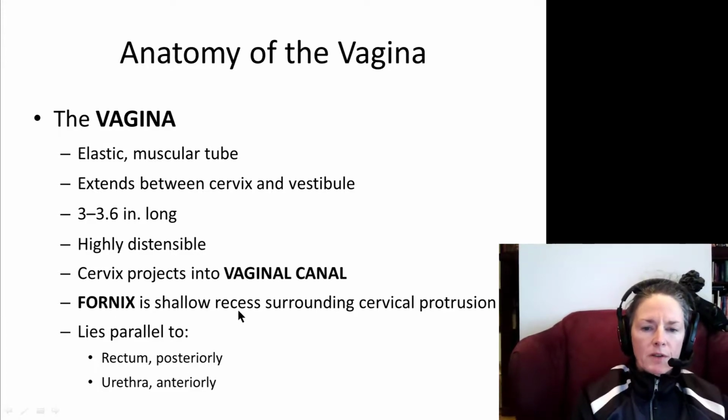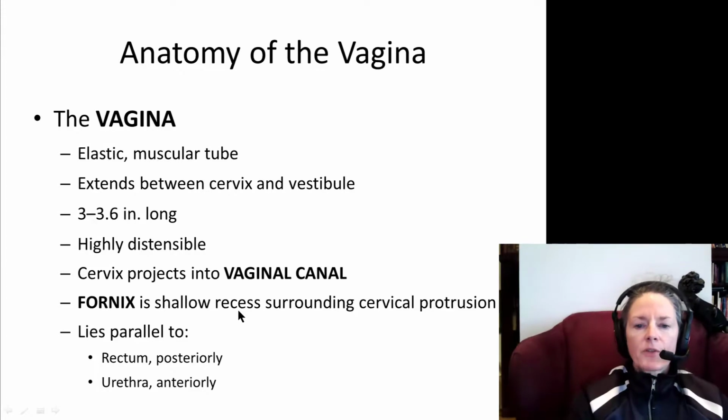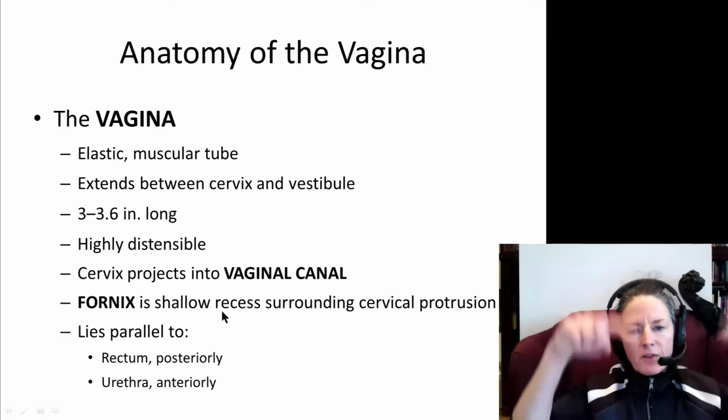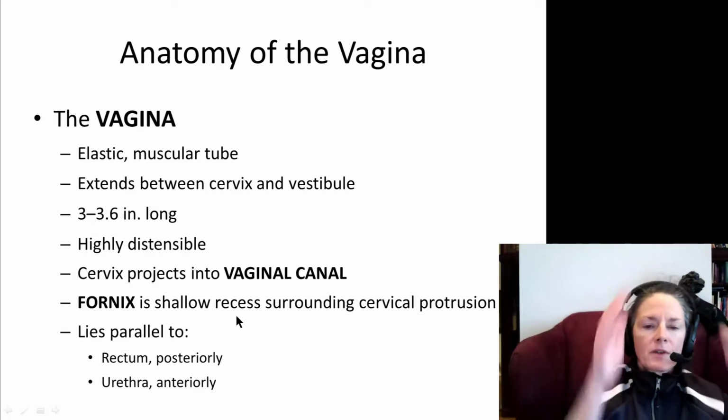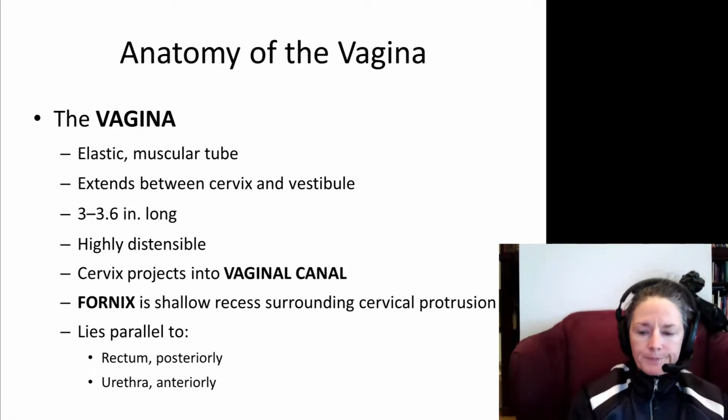We've talked about what the fornix is. It's the recessed area around the cervical portion. And fornix means arch or vault. Actually, it literally means vault. And so it makes this kind of vault-like structure between the walls of the cervix and the vaginal wall.